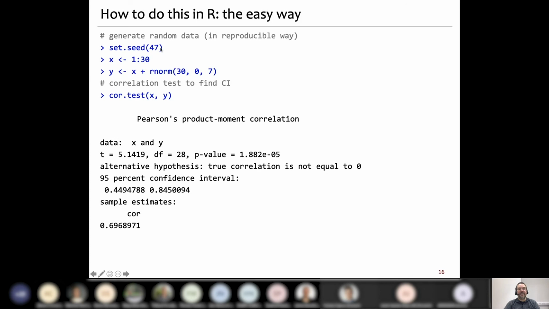And because I set the random seed to a given number, if you repeat this calculation, you will get exactly the same result as I do. And then you perform a correlation test on your data. In real life, your X and Y would be real data, your real measurements. You perform the correlation test and you get 95% confidence intervals here. So it's actually very simple. It's just one line in R to find a confidence interval on the correlation coefficient.